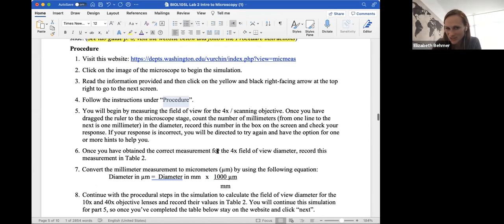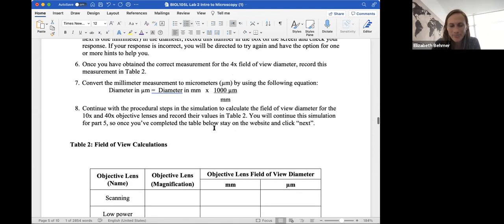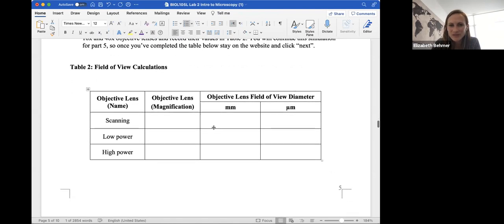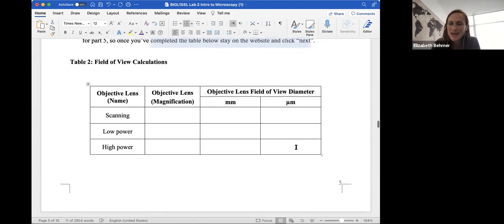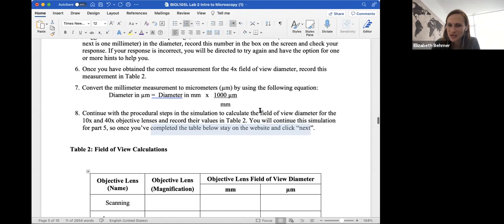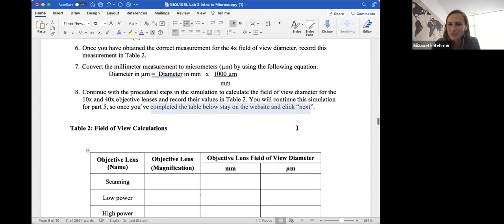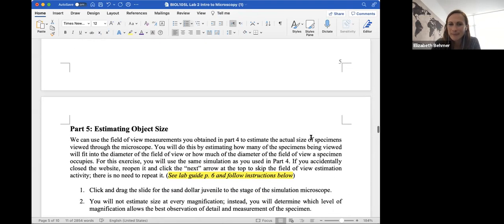But if you have questions on this, let me know, but you'll have to use a procedure found in this simulation. Table 2, the field of view calculations. You'll be able to complete this table when you stay on the website and click next through the simulations. And again, all instructions are shown here on how to calculate those fields of view.